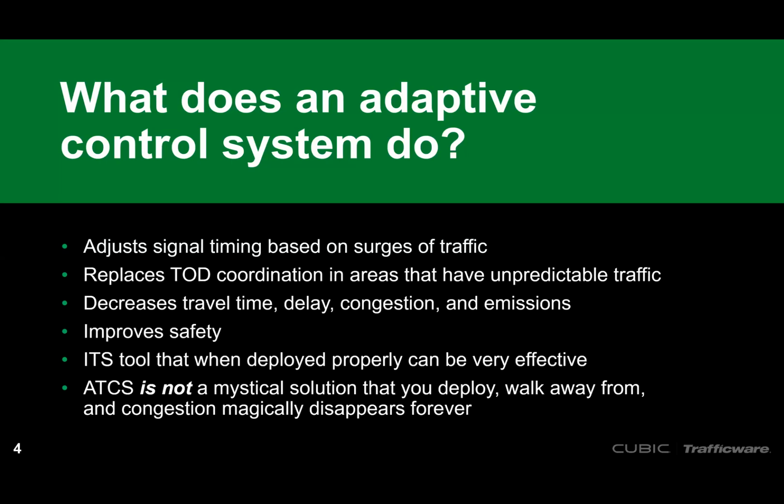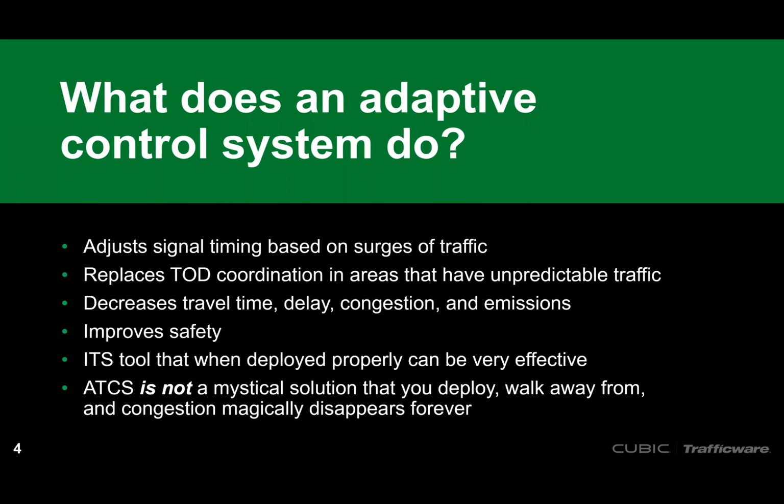Another example would be the surges of traffic caused by accidents. Accidents can cause the motorist to take a different path, creating a different traffic pattern in the area, and therefore causing these unpredictable surges of traffic in other areas.